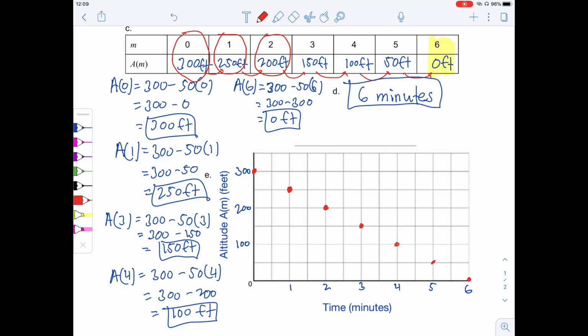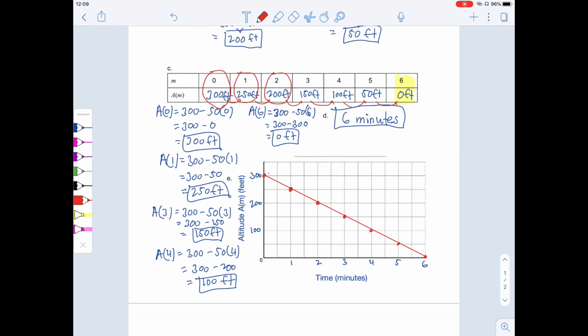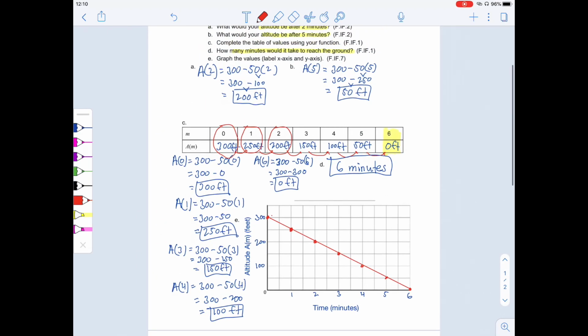So it's a nice straight line because it's linear. It's decreasing at a constant rate of change, 50 feet per minute. And we just draw a line right there. It's our nice graph, visual representation of our little word problem. And there you go.